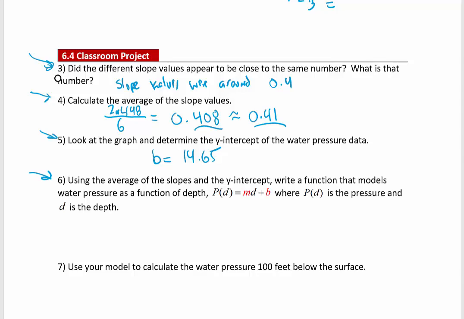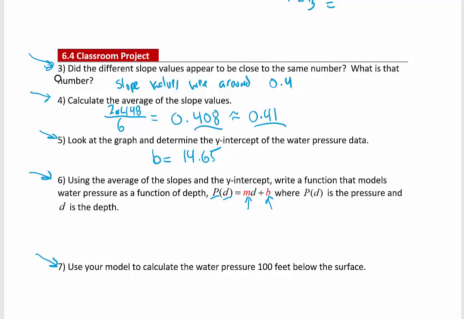All right. Question 6 now. Using the average of the slopes and the y-intercept, write a function that models the water pressure as a function of depth. So this says pressure as a function of depth is whatever our slope is, which we've calculated. D is the depth. That's our variable, like x in our equation is a variable, so that stays D. And then b is our y-intercept. So to write this function, all we have to do is use the information we've already just calculated in questions 4 and 5. Okay? After we get this model, let's do question 7 as well. We're going to use our model to calculate the water pressure 100 feet below the surface. So go ahead, pause your video player now, and let's answer these 2 questions.